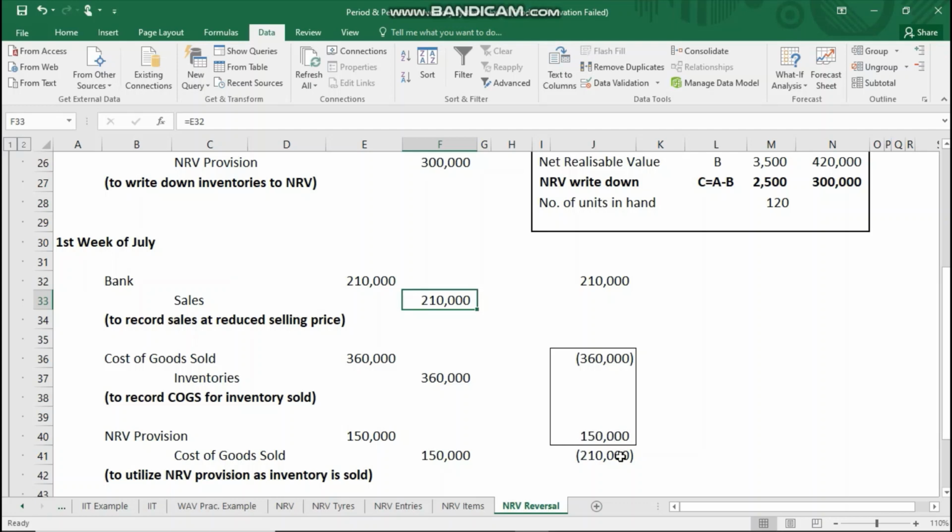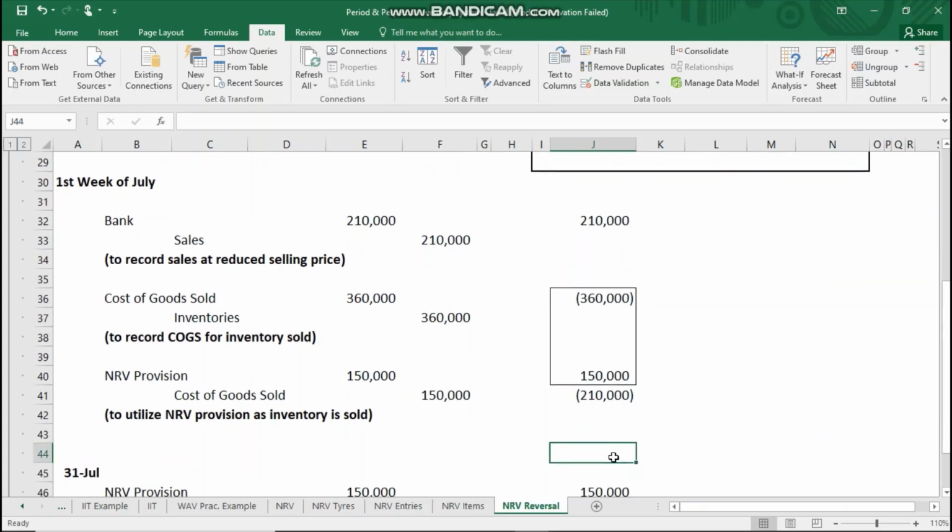Okay, so here we can see that our cost of goods sold is also 210,000, which is equal to the sales amount. That happens because this inventory was already written down to the net realizable value, which is 3,500 per tire. So these are the entries for the sale.